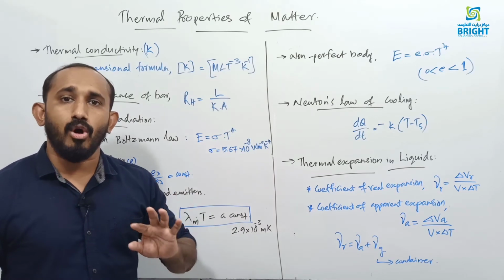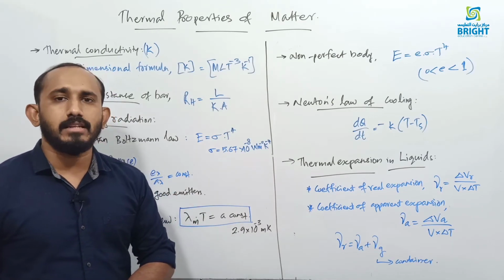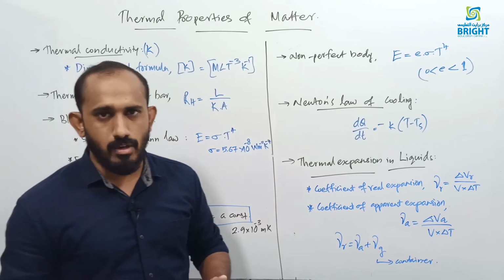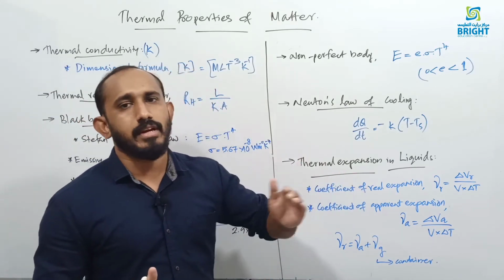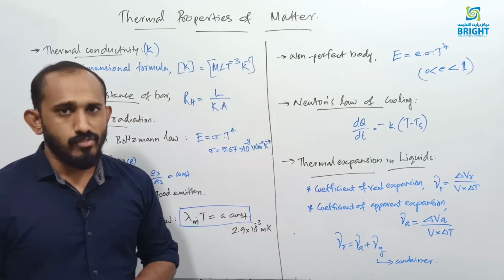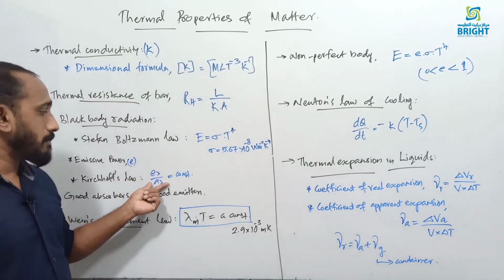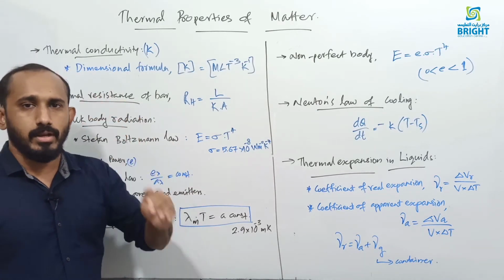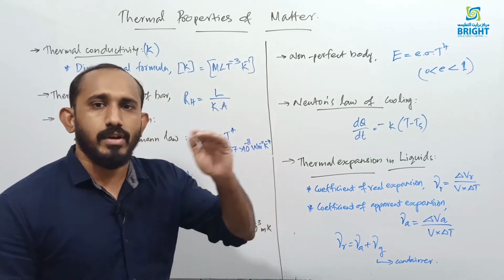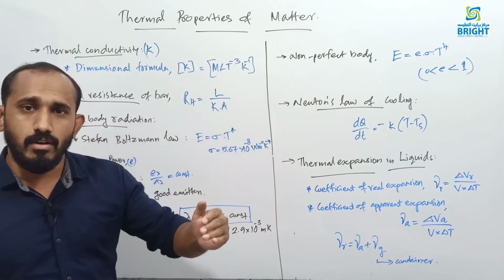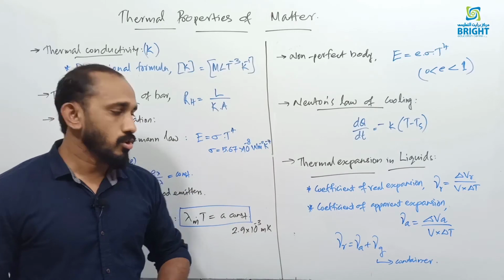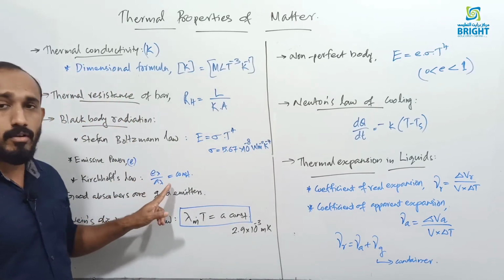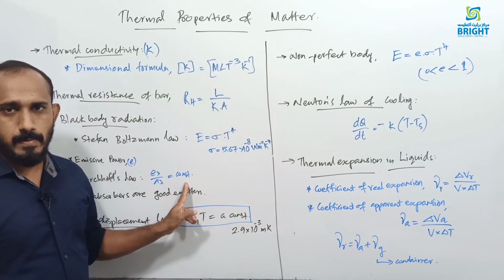This ratio will always be a constant. So we can say a good absorber of radiation will be a good emitter of radiation also. Kirchhoff's law says that E lambda by A lambda will always be a constant at a particular wavelength. If a body absorbs a particular wavelength of radiation, then it can emit that wavelength also in the same way. So E lambda by A lambda will be a constant.